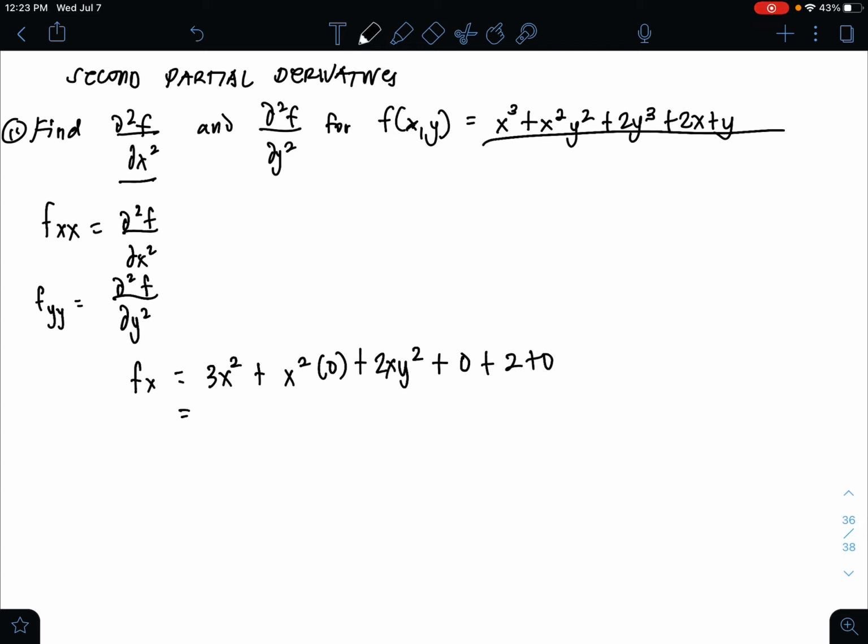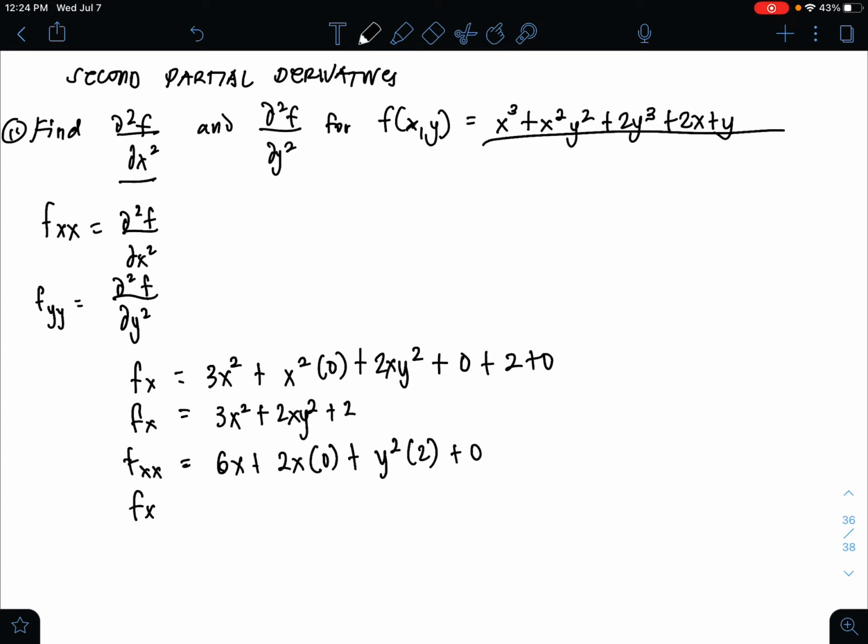So, therefore, our f of x is 3x squared plus 2xy squared plus 2. So, i-derive na po nato siya, ika-isa pa. So, i-derive nato si f of x with respect to x. So, that's why nagiging fxx siya, or d squared f over dx squared. So, derive natin with respect to x. So, that's 6x plus, so u times dv, so y squared is constant, no? Plus v du. So, therefore, our fxx is just equivalent to 6x plus 2y squared.